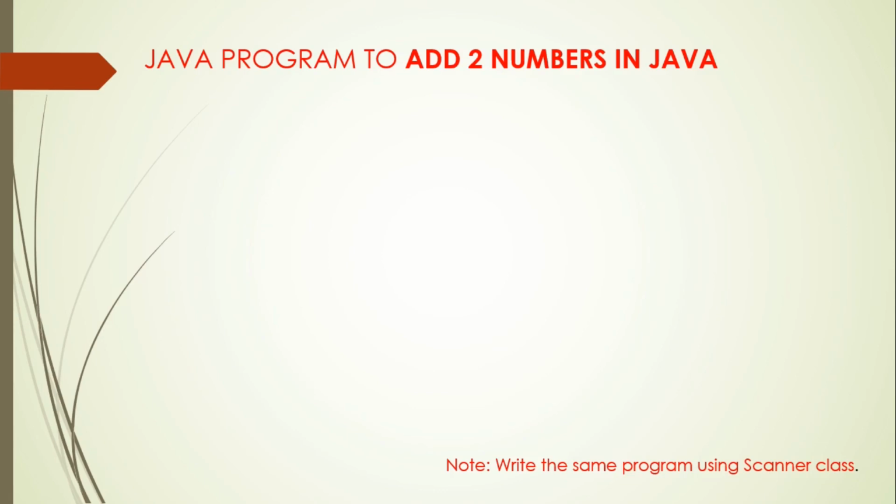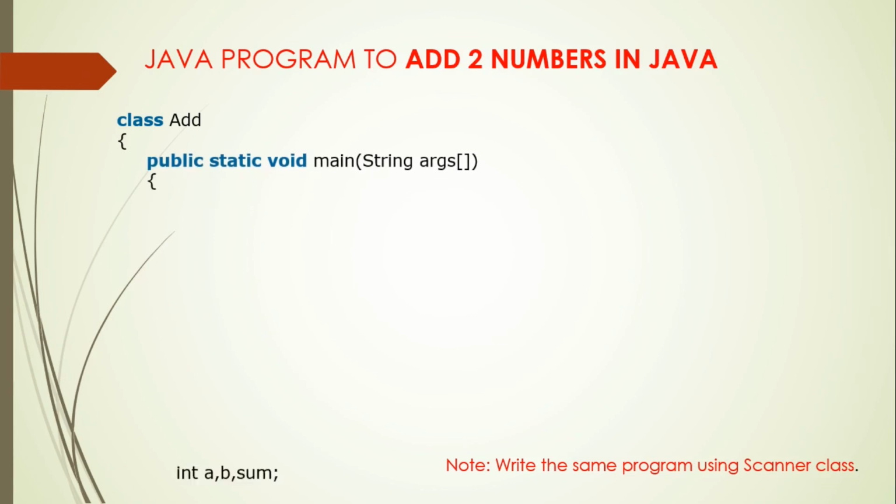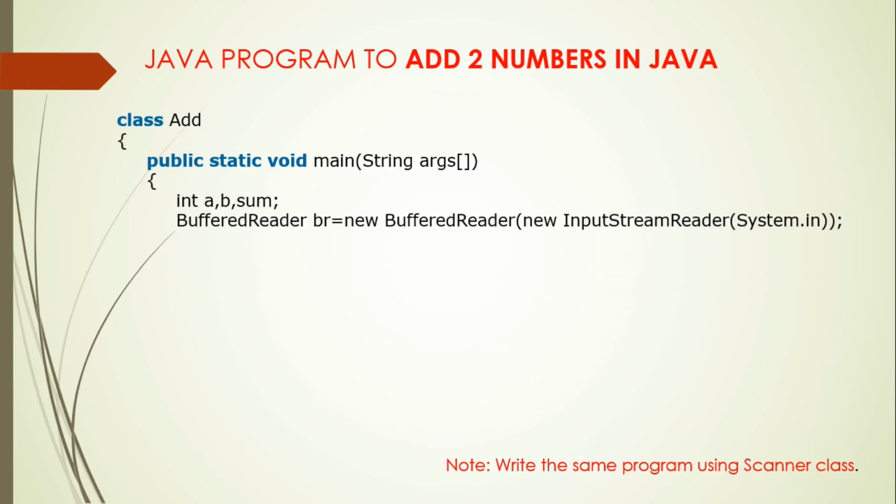Look at this program. First I create the class Add. Then public static void main. Next I create three variables, that is a, b and sum. Next I create the object of BufferedReader, that is BufferedReader br equal to new BufferedReader of new InputStreamReader of System.in. Okay.